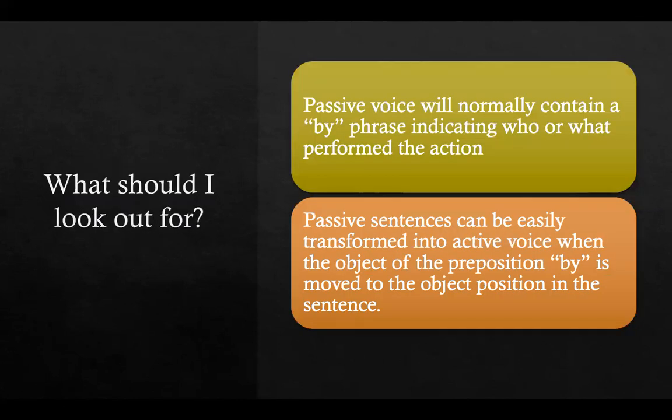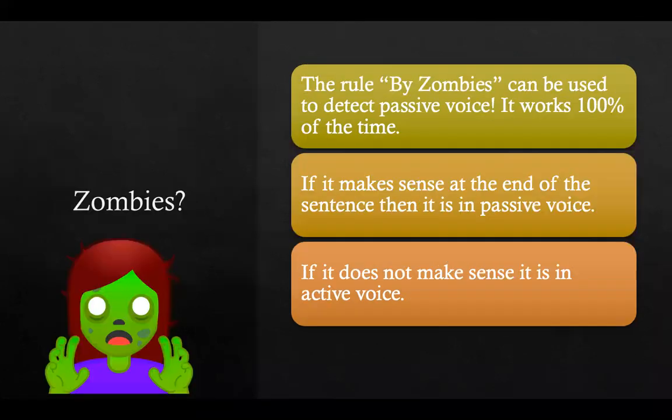So what should I be looking out for? Passive voice will normally contain a by phrase indicating who or what performed the action. Passive sentences can be easily transformed into active sentences when the object of the preposition by is moved to the object position in the sentence.